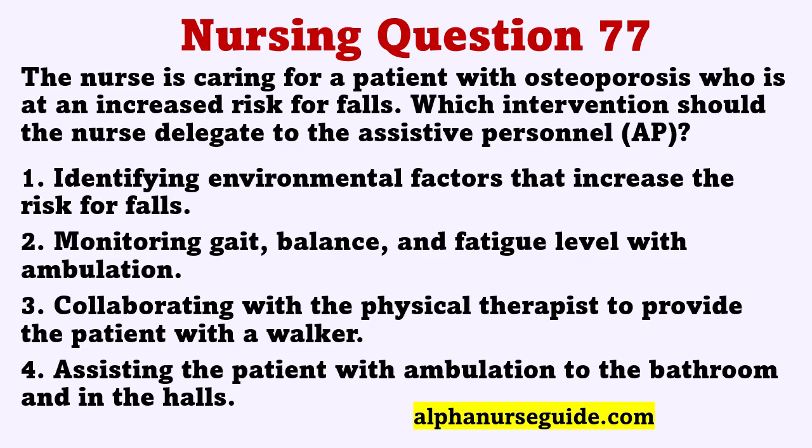The correct answer is 4. Assisting the patient with ambulation to the bathroom and in the halls. Rationale: assisting with activities of daily living, including assisting with ambulation to the bathroom and in the halls, is within the scope of the AP's practice. The other 3 interventions require additional educational preparation and are within the scope of practice of licensed nurses.